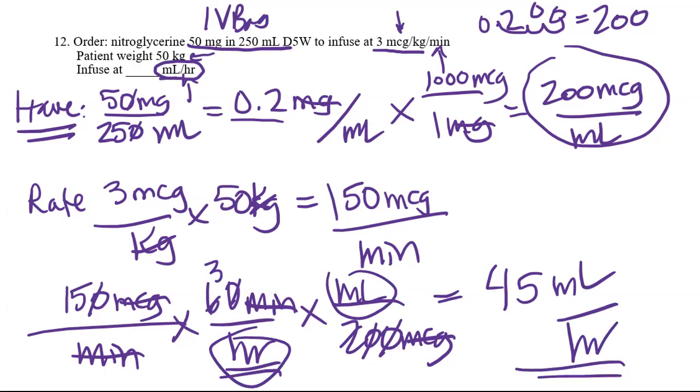Okie doke. We're getting through them. We're almost done, 7 more questions. All right, so let's look at this one. We have 250 and 250 to infuse at 5 micrograms per kilogram per minute. We have a patient who weighs 85 kilograms, and we want it to be in milliliters per hour.